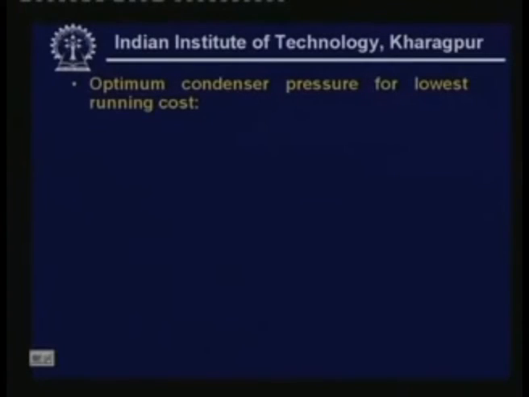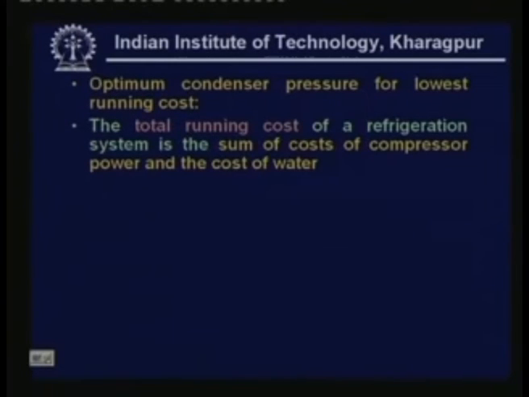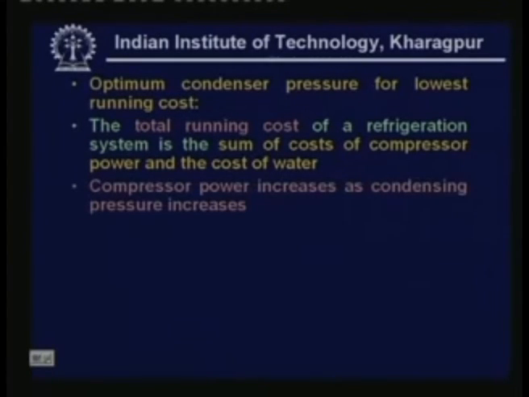Now let us quickly look at the existence of an optimum condenser pressure for lowest running cost. This is for water cooled condenser based systems. For any water cooled condenser based refrigerant system, the total running cost of a refrigerant system is the sum of costs of compressor power and the cost of water.